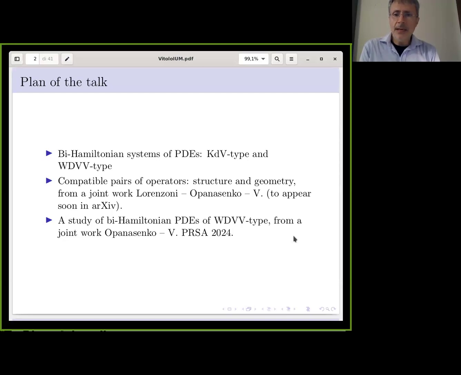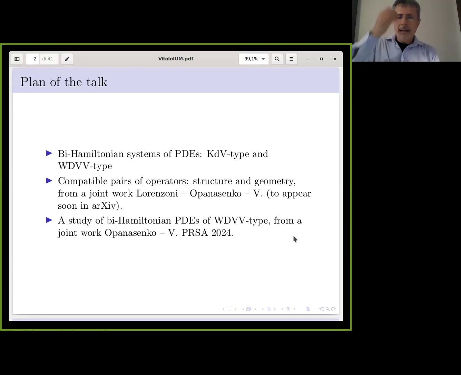And then, after describing the class, we should say something about how we find systems in this class. In order to solve this problem, we need to find the equations for compatible pairs of operators. This is a non-trivial task for the class that we considered. There is work in progress, which is almost finished, and we hope to put it on arXiv soon.